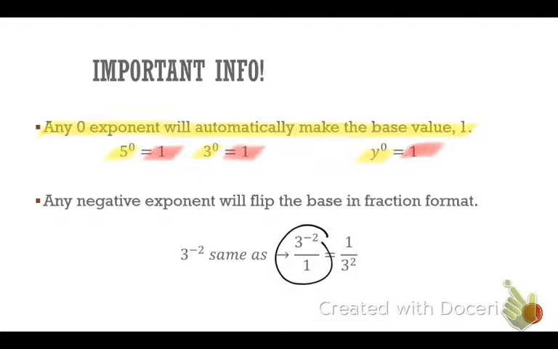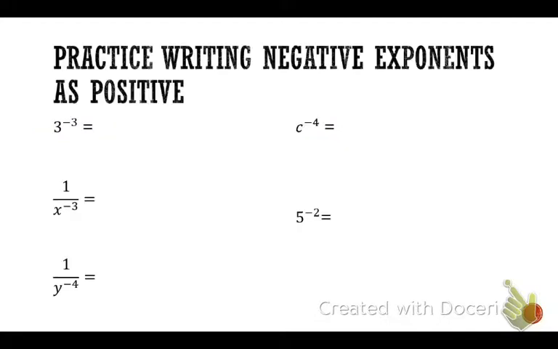Okay, so here's my rule. If I need to make my exponent positive, I need to flip it into the opposite side of the fraction. In this case, it would be the base. All right, so it was in the numerator. I can put it in the denominator, and it will now make my exponent positive. Now I can evaluate it. Now I can say, okay, 3 times 3 is 9. All right? Okay, so that's what we're going to start off by practicing.